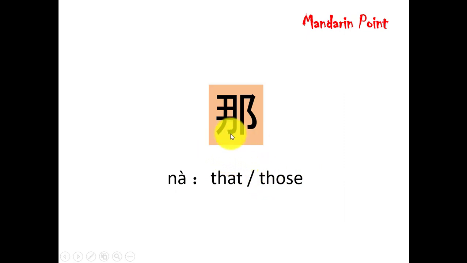The next one is na, meaning that or those. Let's decompose it into its basic components. On the left side, this character is not a special character. I mean, it doesn't have any meaning. But still we can decompose it, like this is dao, meaning knife, and this means two.